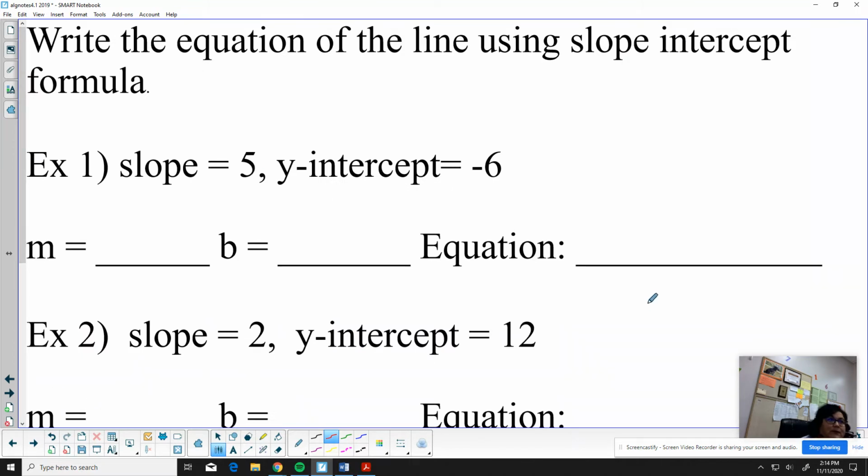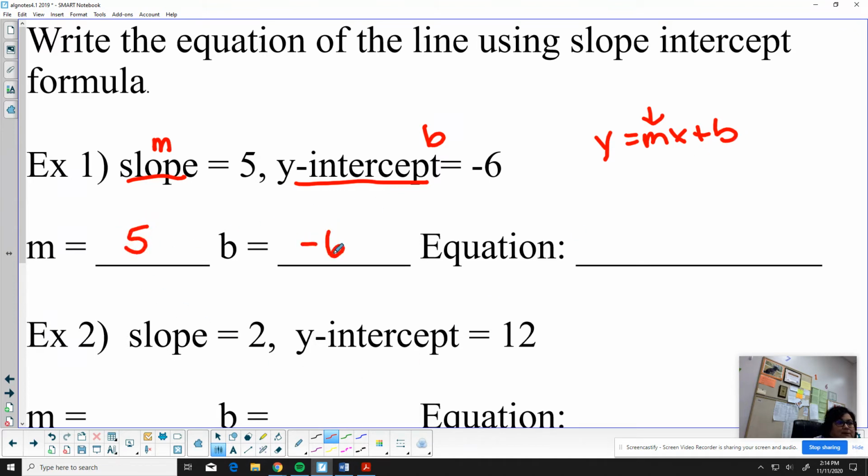So if I write the equation of the line using slope-intercept form, the slope is my m, and the y-intercept is my b. So if I use the equation y equals mx plus b, I'm going to put the 5 in for m and the negative 6 in for b. So my slope is 5 and my y-intercept is negative 6. So y equals 5x minus 6.